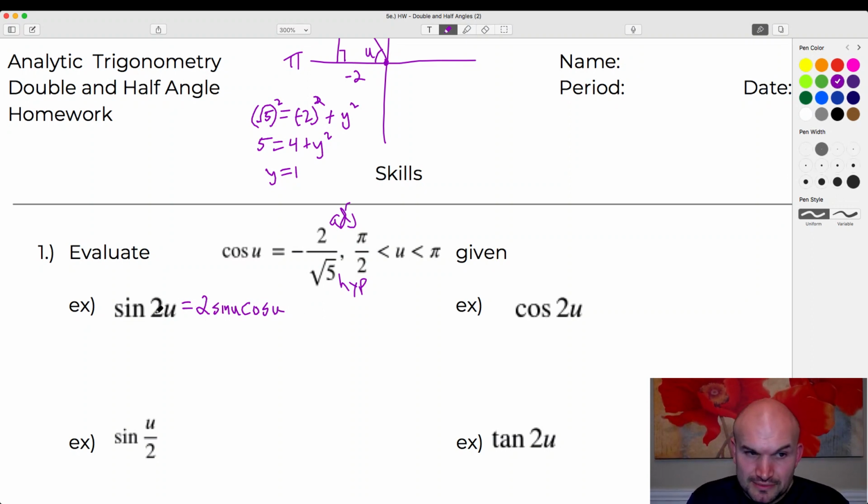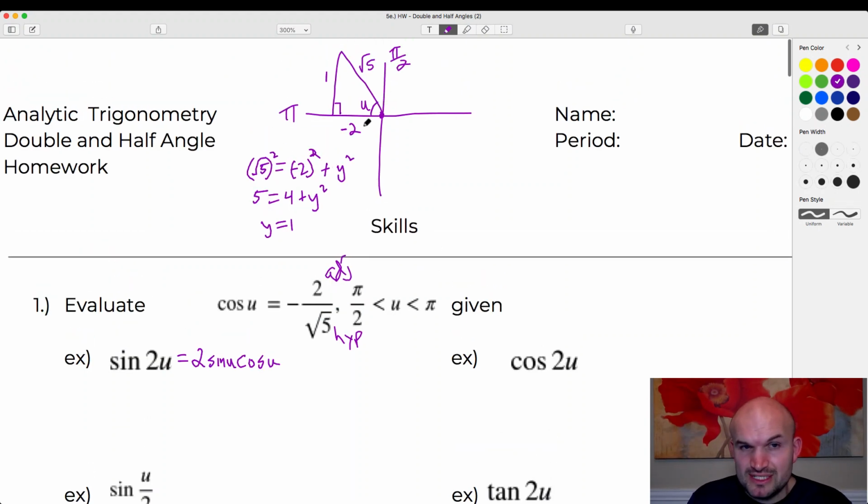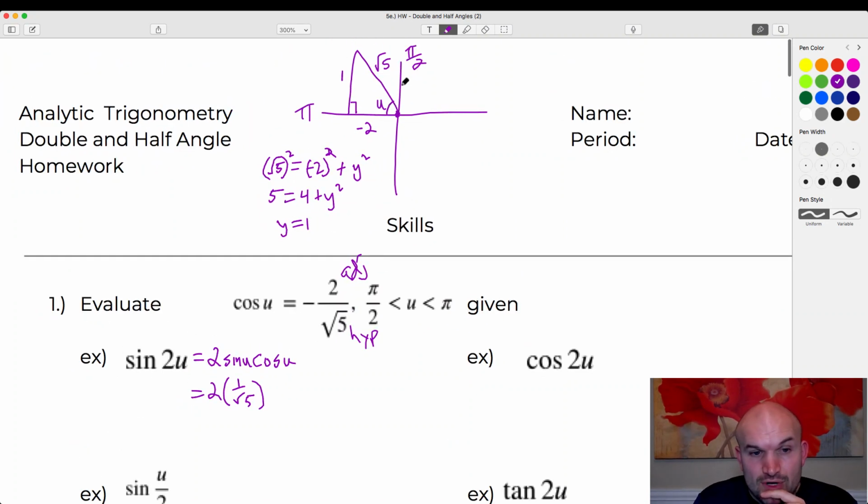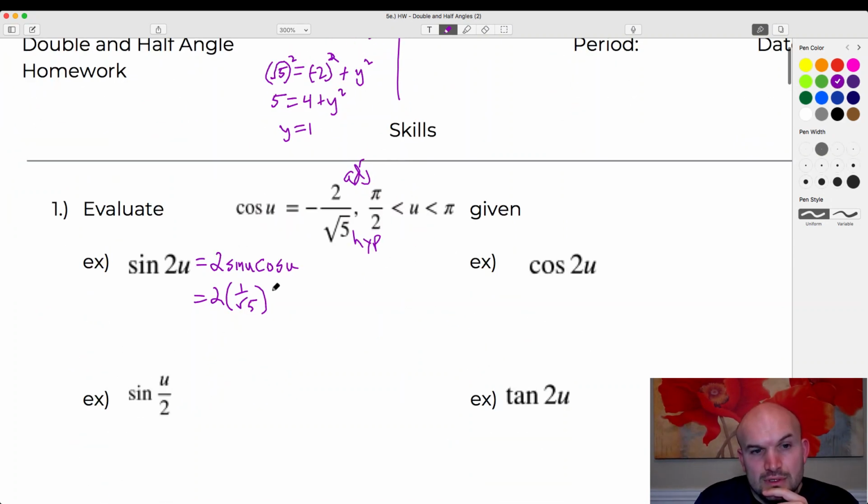All right. So basically, if here is the double angle formula, we look at u and we say, all right, we just need to figure out what the sine is. Well, the sine of u is opposite over hypotenuse. So this would be 2 times 1 over the square root of 5 times the cosine, which is adjacent over hypotenuse, which is going to be -2 over the square root of 5.